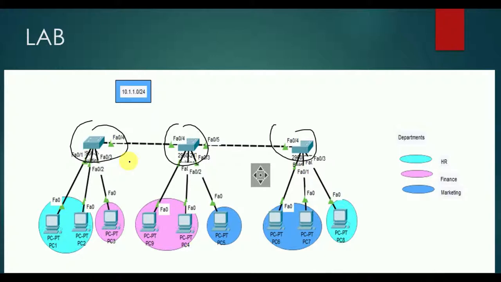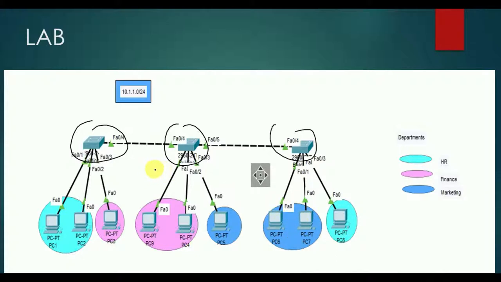Any employee of any department can reach each other. There is no restriction in terms of security, in terms of anything. Any employee from building A in this VLAN, which is an HR VLAN, can communicate with the employee in building C, which is in the marketing department. So this is before creating the VLAN.